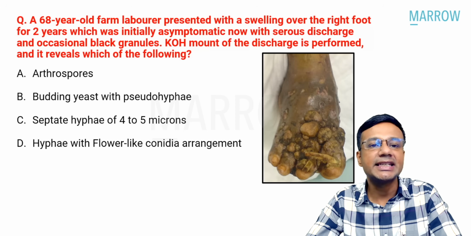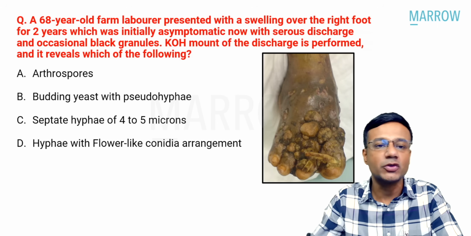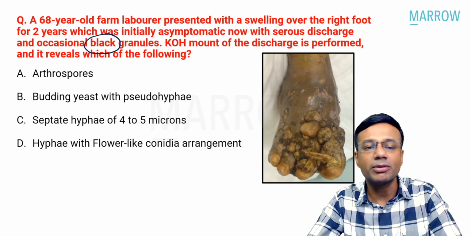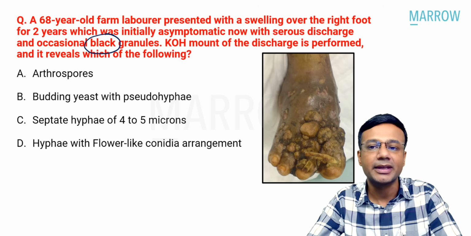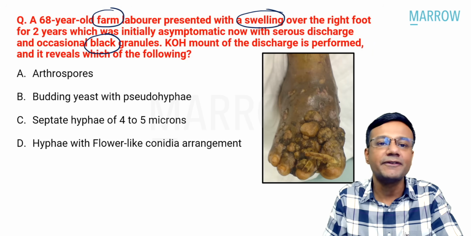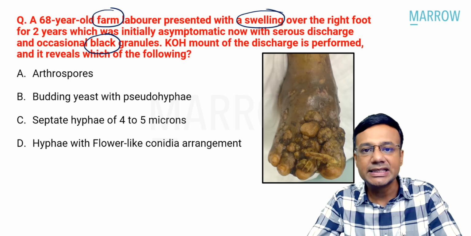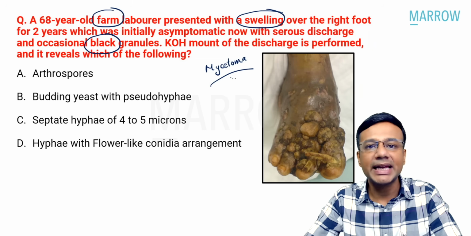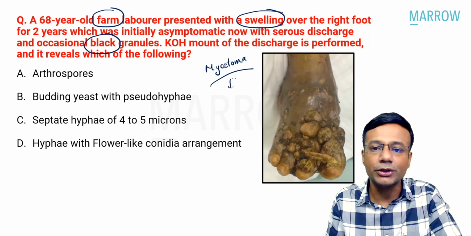Next question. A 68-year-old farm laborer presented with swelling over the right foot for 2 years. It's asymptomatic initially. Now there is serous discharge with black colored granules. Potassium hydroxide mount is performed of the discharge. What will it reveal? Now we have a farmer by occupation presenting with swelling with black granules. So swelling, sinuses, and discharging granules, we are talking about mycetoma. Once there are black granules, straight away we are going to talk about mycetoma, which is fungal.